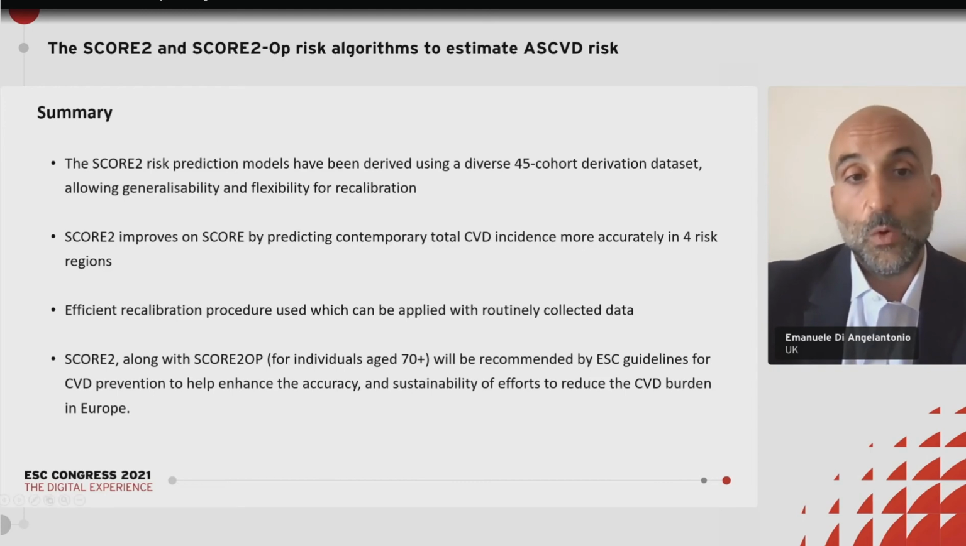And actually, SCORE2 and SCORE2-OP, which will be presented by Stefan in a few minutes, will be recommended by the ESC prevention guidelines that will be presented later in this Congress. And thanks for your attention.